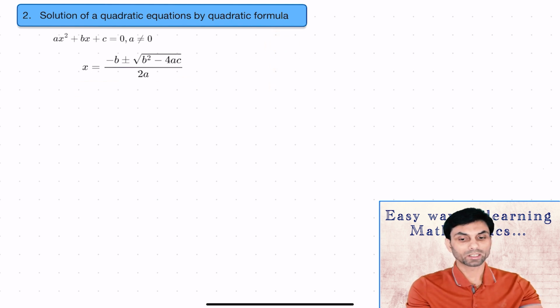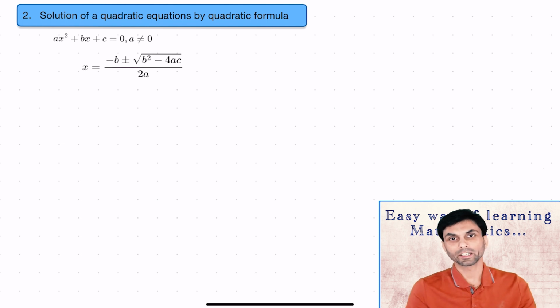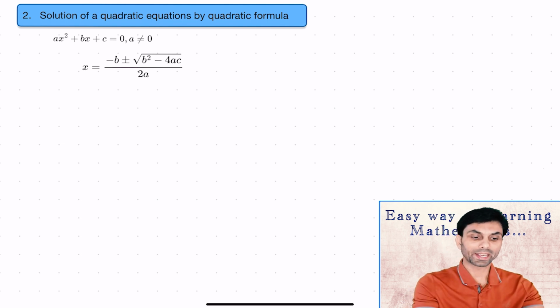Now here, one thing needs to be remembered, that the application of it will be there, but the proof of it will not be there from the exam point of view. But we are just going to discuss that. Let's see how we can get to this formula. So how can we get it?